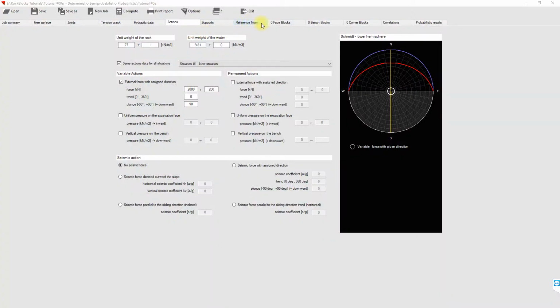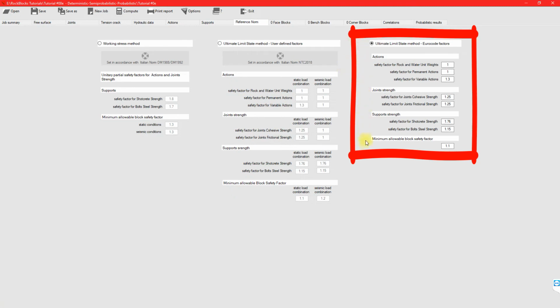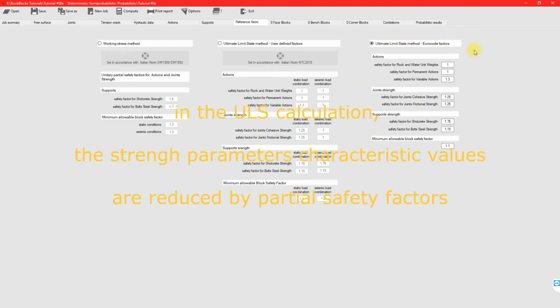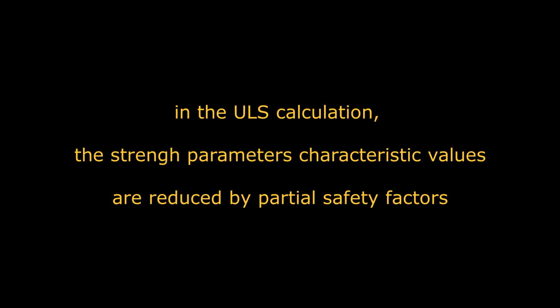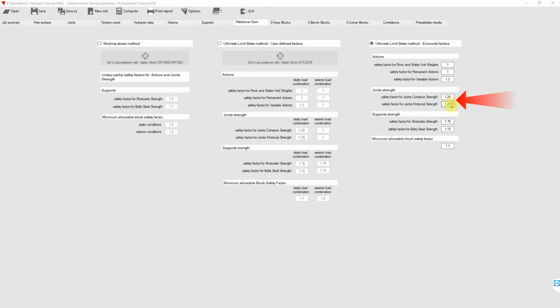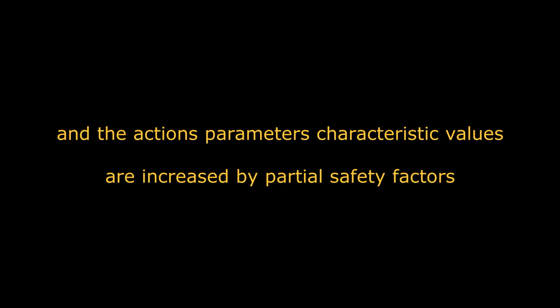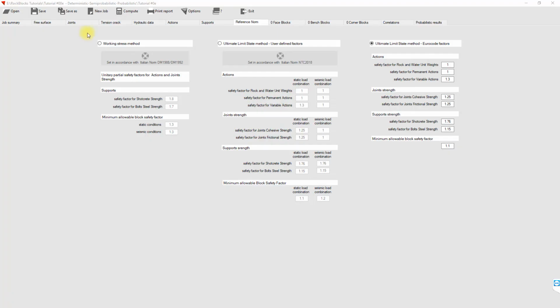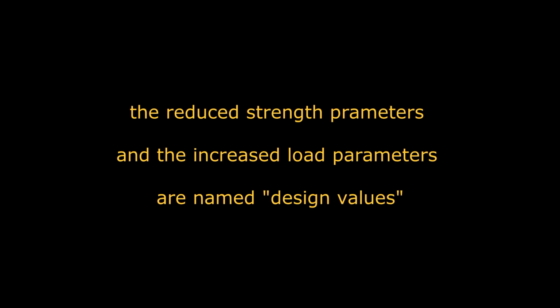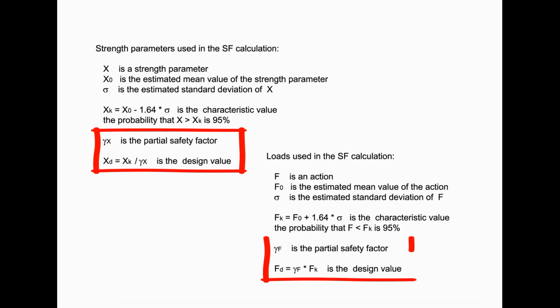In a semi-probabilistic analysis, the ultimate limit state calculation method is used. In the ULS calculation, the strength parameter's characteristic values are reduced by partial safety factors, and the actions parameter's characteristic values are increased by partial safety factors. The reduced strength parameters and the increased load parameters are named design values.